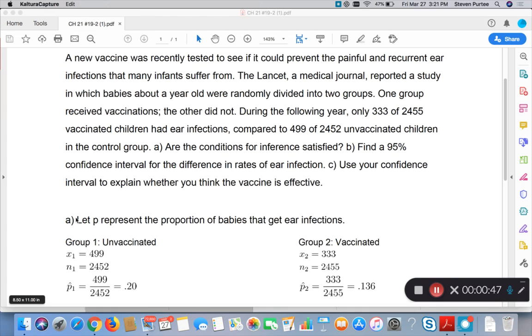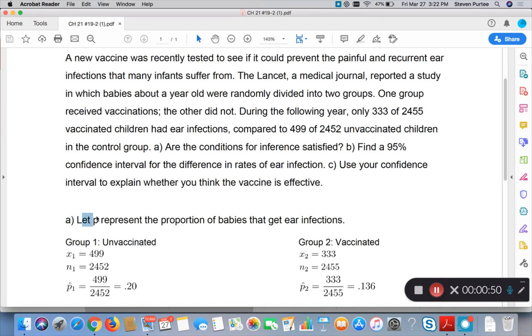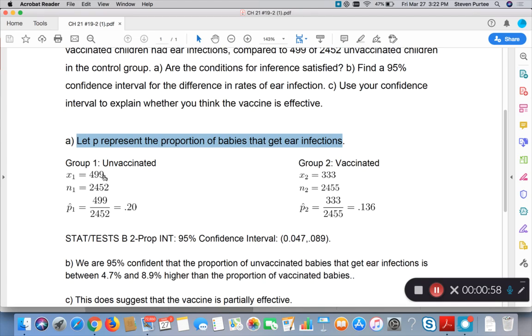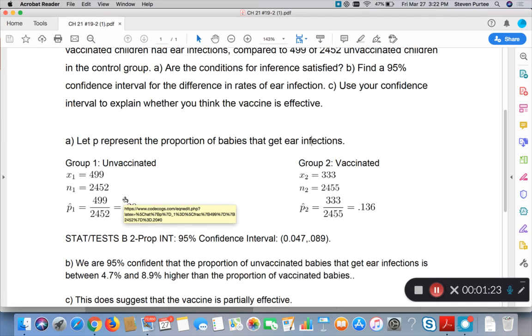So the first thing we have to do is write out our variable, identify our variable. Let P be the proportion of babies that got ear infections. Then we split up our two groups. Each group comes with their own sample statistics. Group 1 turns out to be the unvaccinated kids because they have the higher sample success rate. 20% of unvaccinated kids got ear infections versus 13.6% of the vaccinated kids. Remember, always choose group 1 to be the one with the higher p-hat.